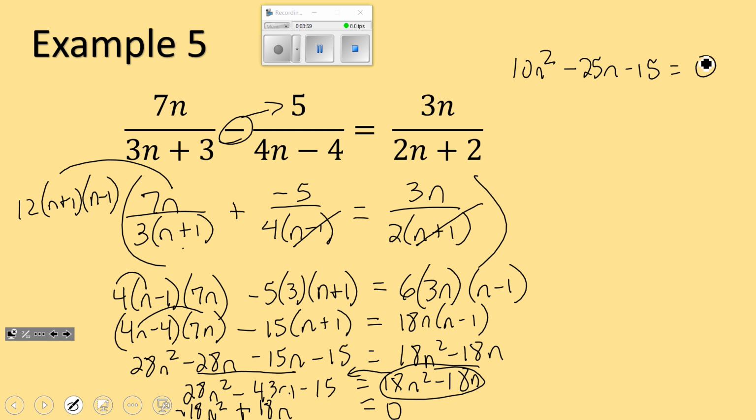Okay? How do you want to solve? Oh, goodness. All right. I'm going to complete the square. Okay, I'm going to complete the square. And I'm only going to do that because I feel like I need to review that. I want to make sure that everybody knows how to do that.